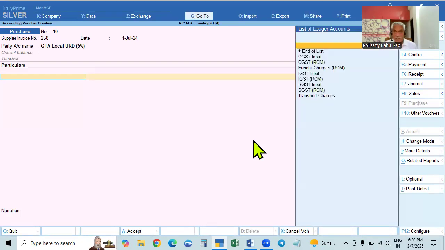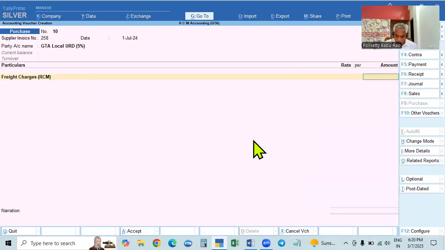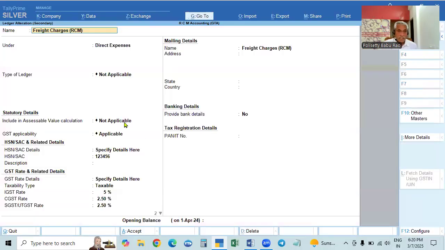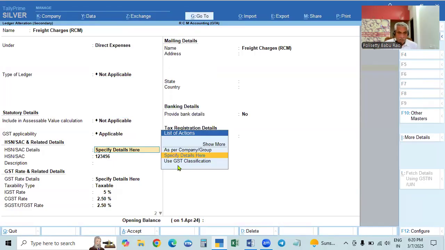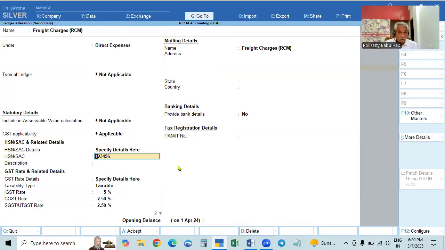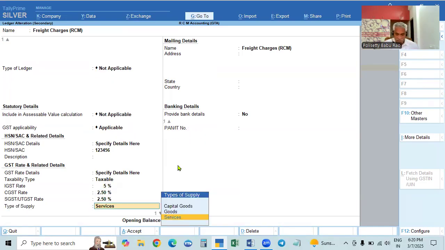So space bar here, Freight Charges RCM. Under RCM we are paying the freight charges. We take this under direct expenses, and here the applicable specified details. Give the SAC code because this is a service. SAC code, the taxable, so this is RCM 5% required, and it is a service. Okay. Then there is one more option required for these freight services from the GTA. RCM is applicable. We are liable under RCM to pay the 5% directly to the government.